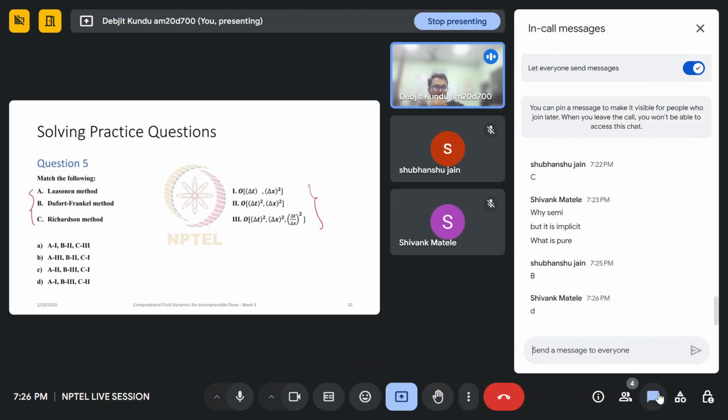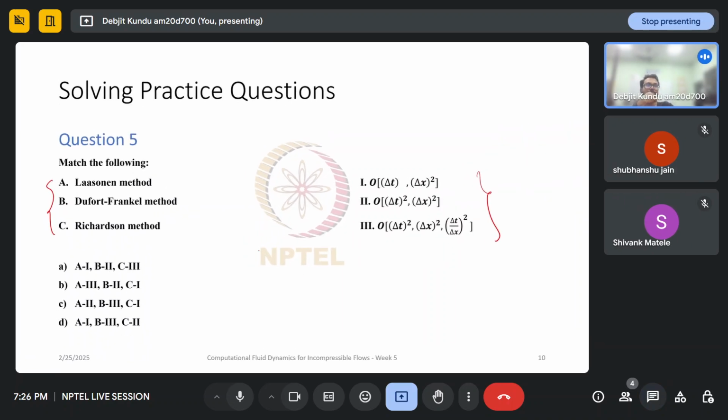Okay. Once again, we have very quick responses, one in favor of option B and one in favor of option D. So it's D that's correct. So basically, Laasonen method, it's a simple BTCS method. So that gives us first order in time, and since it's central in space, it should be delta x square, that is second order in space.